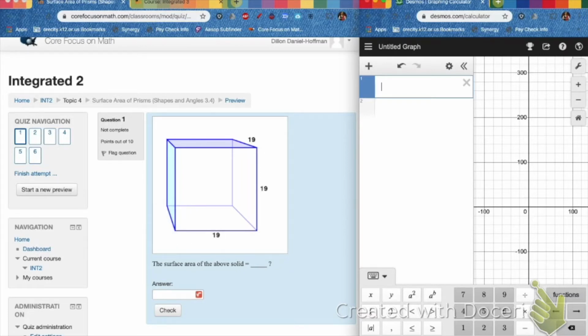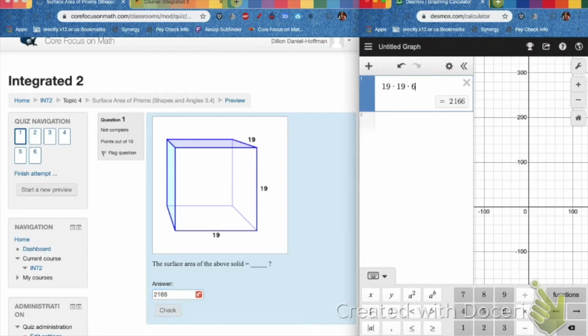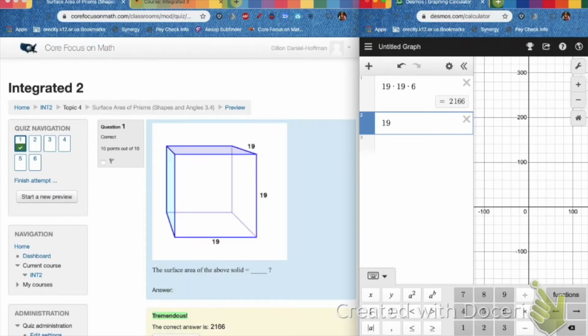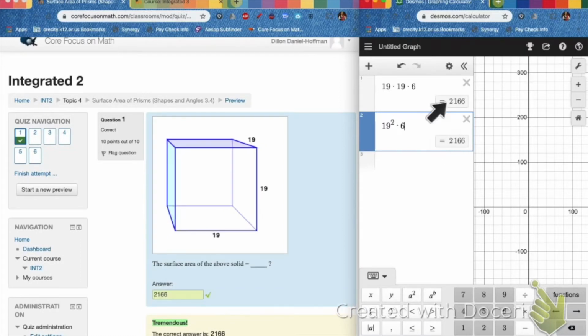This is the only example where I can easily, and they're not all going to be this easy, take your side length, again, mine's 19, multiply it times itself, and then multiply it by how many sides you have, and a cube has 6. So for your number 1, simply multiply your side length times itself times 6. Because you're multiplying it by itself, you can also do it squared times 6. Either way, you'll get the same answer.